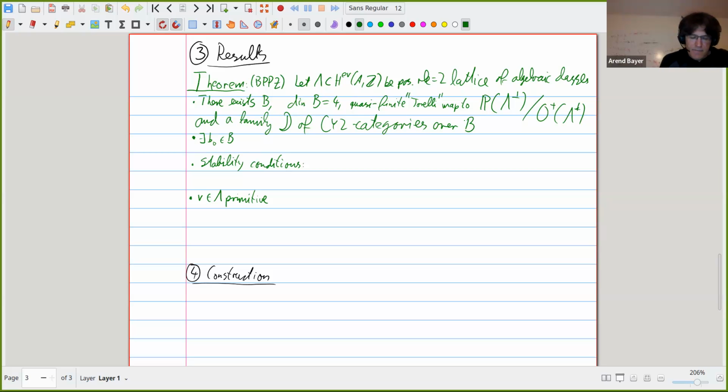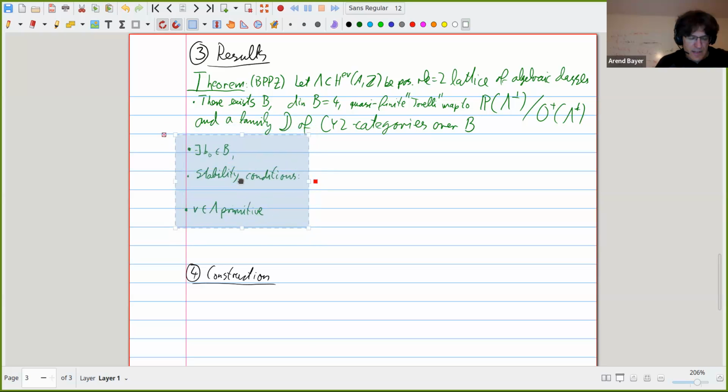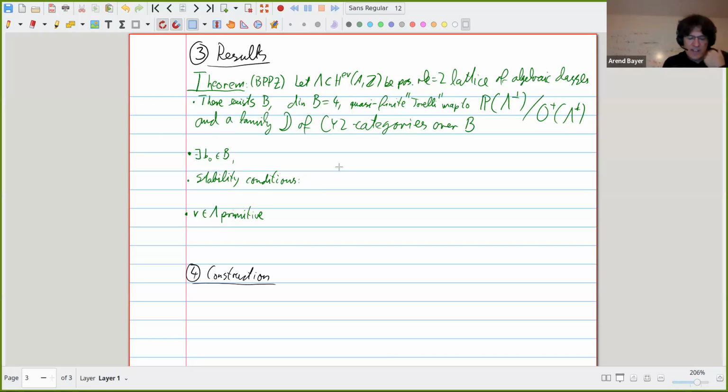And it has the property that there exists a point B naught in B, so that when I take the base change to this point — everything works for some notion of stable infinity categories, so in particular for any morphism from another scheme to B, I can do a base change of this category to that point — then I get back the category that I started with.